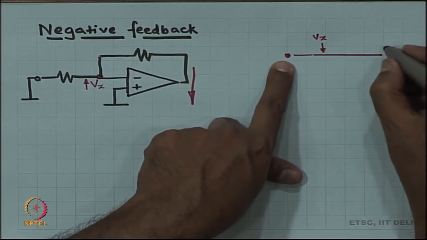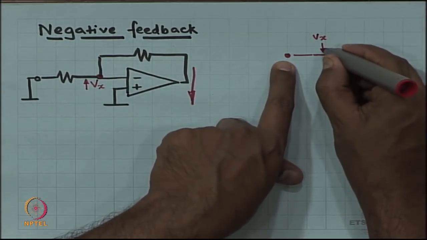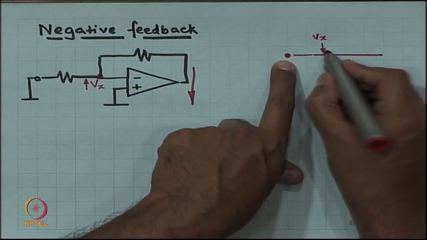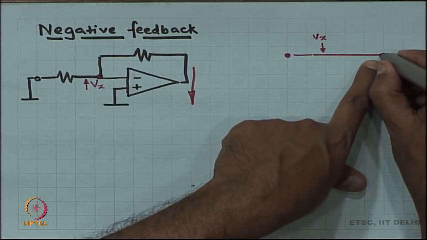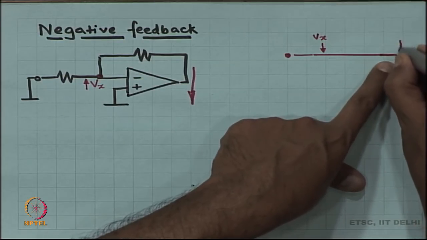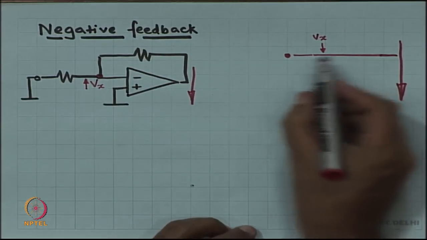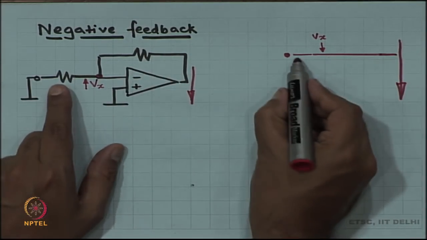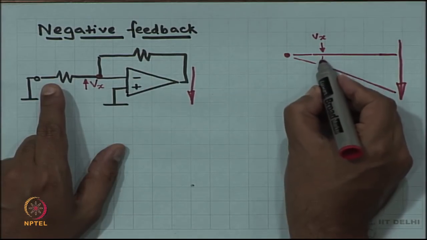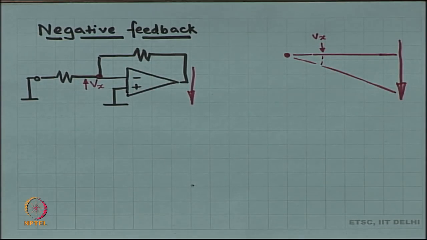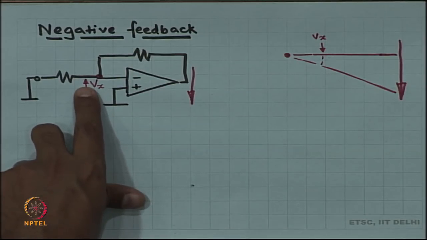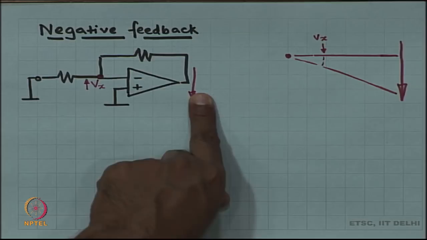If Vx is a little higher, then the output voltage on this side goes drastically down. If this goes drastically down, then because of the resistive divider, it is automatically going to bring the voltage at Vx down also. So, if it is a little higher than required, then immediately the output of the op amp is going to respond and pull it back lower.